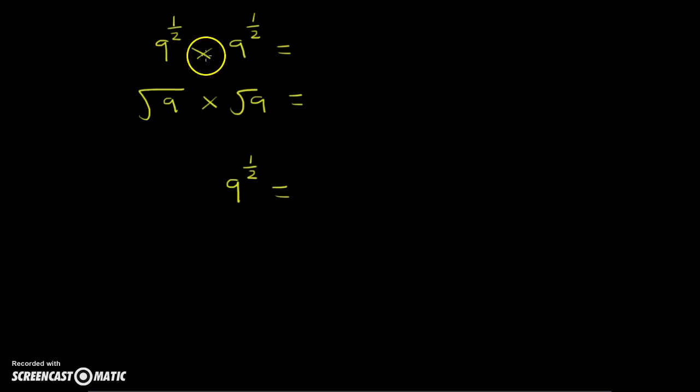So 9 to the power of a half multiplied by 9 to the power of a half. Now if we use our index laws, when we multiply, we add the indices. So a half plus a half equals 1. And 9 to the power of 1, anything to the power of 1 is itself. So 9 to the power of 1 is 9. Another way of getting 9 is multiplying the square root of 9 by the square root of 9.